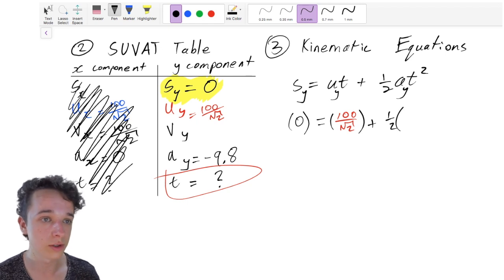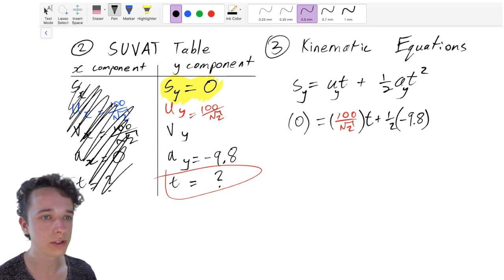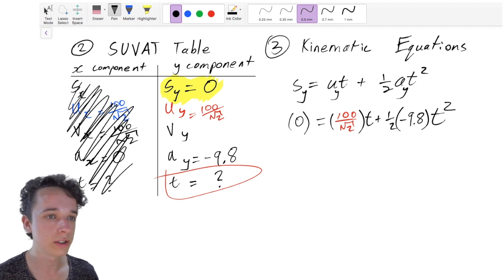So the acceleration in the y component we have is negative 9.8. That's because of gravity. Oh, whoops, I forgot to put the t there. That's an easy mistake you can make, right? So uy t we have here, half ay t squared, so the acceleration in the y component is negative 9.8, that's due to gravity, and we multiply that by t squared.